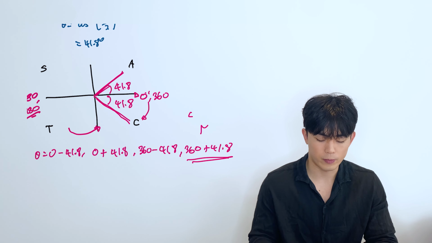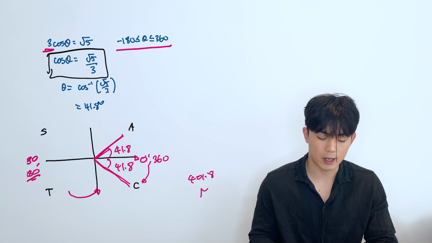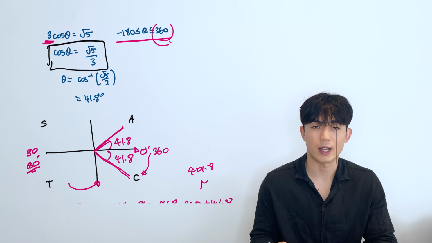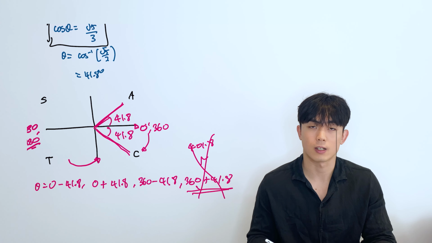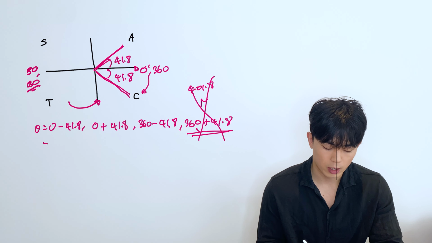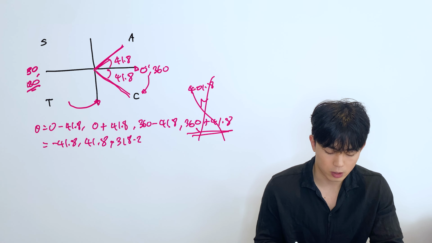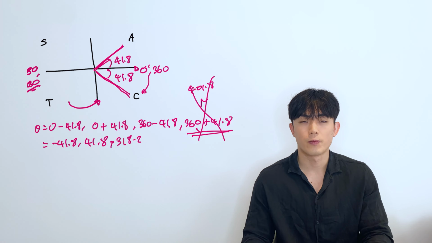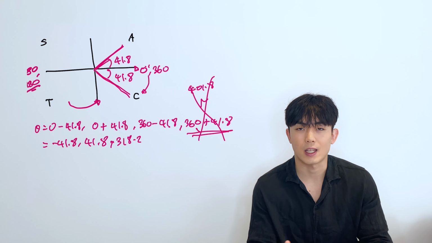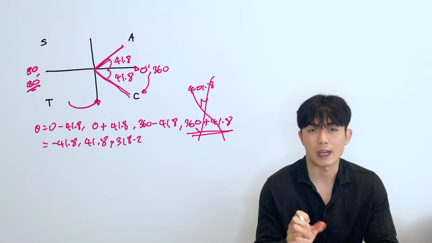But this value here, 401.8, is actually bigger than this maximum domain part here, right? So this can't be a solution. You can't include this in our solution. But now once you calculate all this, you get theta is minus 41.8, 41.8, and 318.2 degrees as our three solutions. So you have to be very careful of the initial domain that they give us, the range of our theta or x values, and make sure you find all the values within that domain.